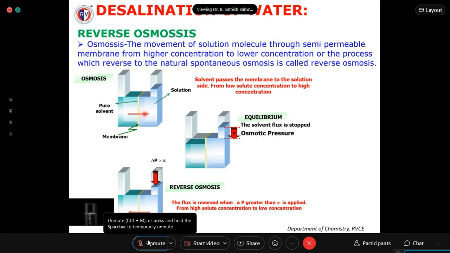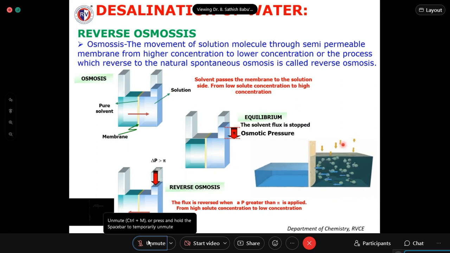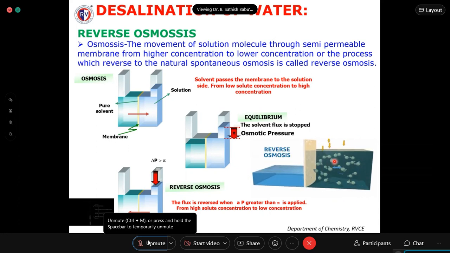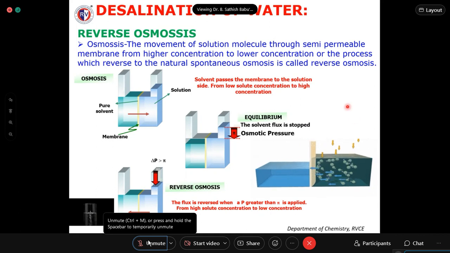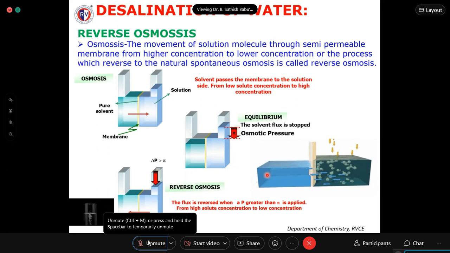Then in reverse osmosis, what happens? If you apply pressure more than the osmotic pressure, there will be a reverse movement of water molecules from the higher concentration side to the lower concentration side, and this process is called reverse osmosis. It is very simple. Here in reverse osmosis, this is the solution side, and this is the pure solvent. We are applying pressure here, and water molecules move from higher concentration to lower concentration.